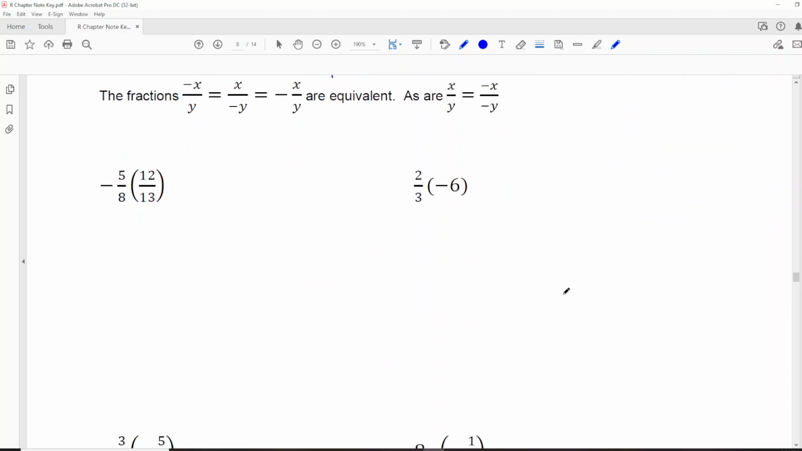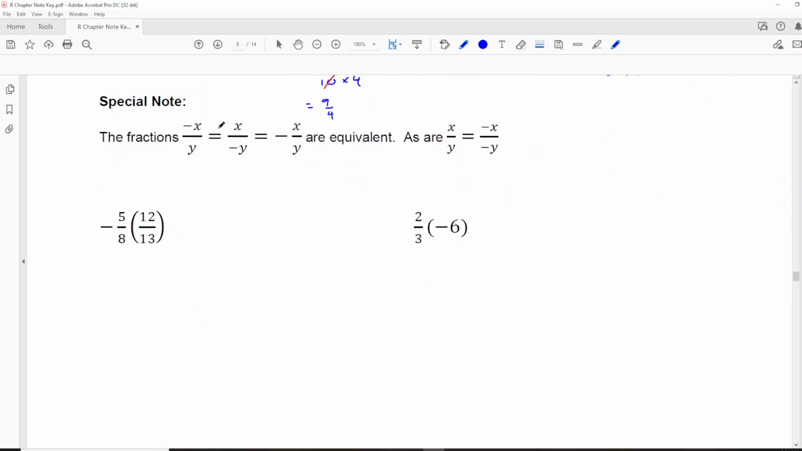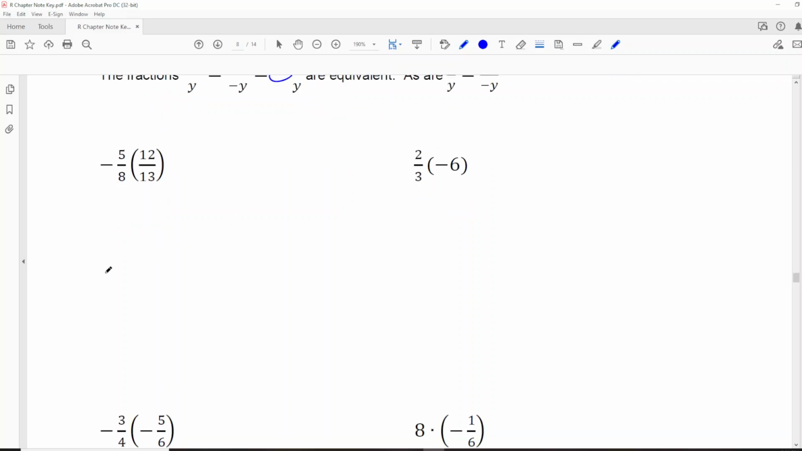Sweet. All right, here's that special note that I actually should have put earlier in the note: negative x over y is the same as x over negative y, which is the same as just putting a negative out front. So let's look at these questions, and I'll do the first two with you, and then I'm going to leave the second two for you to try, but of course I'll make a video in the video.